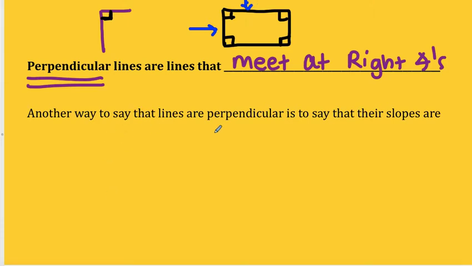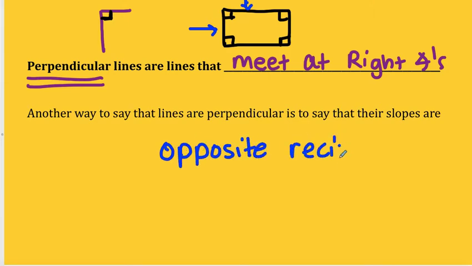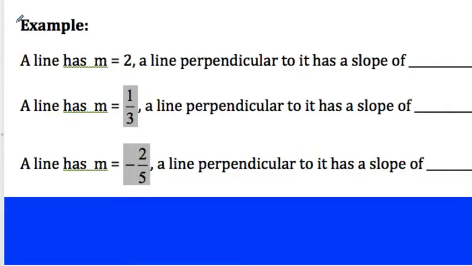But another way to say that lines are perpendicular is to say that their slopes are opposite reciprocals. Now we've talked about the word reciprocal. Reciprocal means kind of the flip of the number. So if I tell you 1/2, the reciprocal would be 2 over 1. Opposite just means the opposite sign. We've talked about that word a lot this year. So if lines are perpendicular, they're said to have opposite reciprocal slopes. All right, well, let's look at what that means.